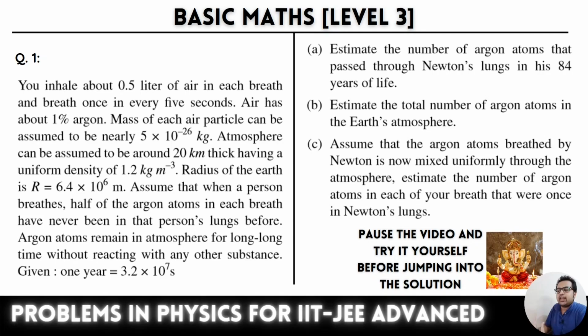Now the B part: they are asking to estimate the total number of argon atoms present in the Earth's atmosphere. Because in the question it is given that air has about 1% argon, you have to calculate the number of argon atoms present in the Earth's atmosphere. So it is also a very interesting problem. Now let's look into the C part, what they are trying to ask.